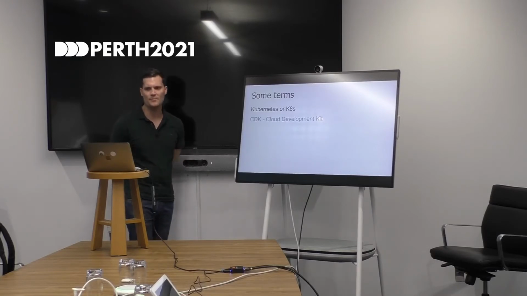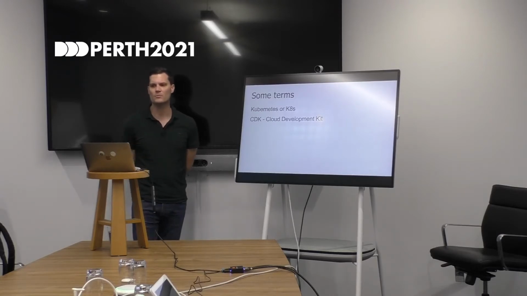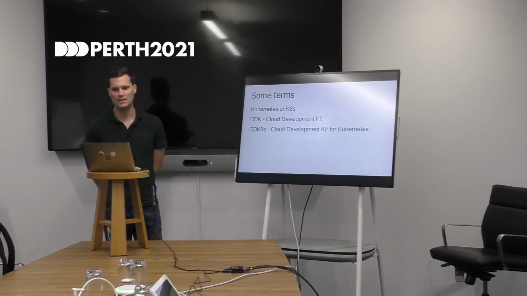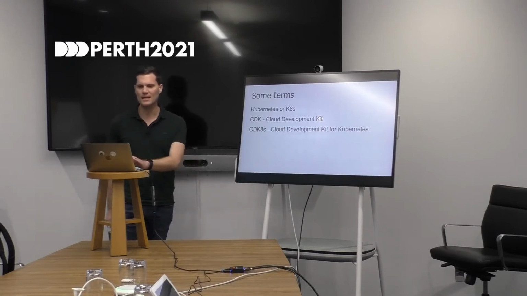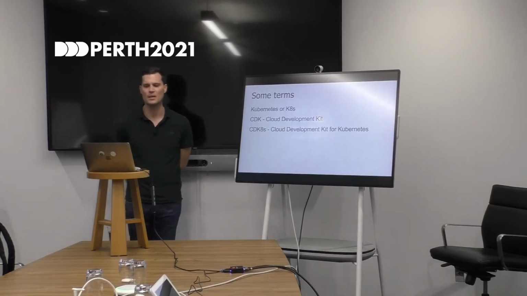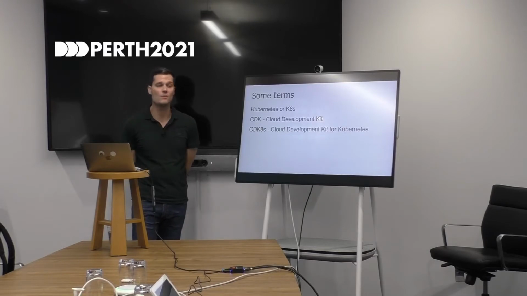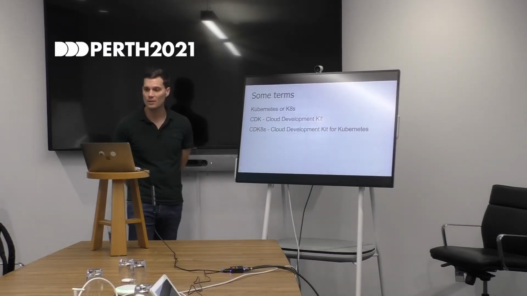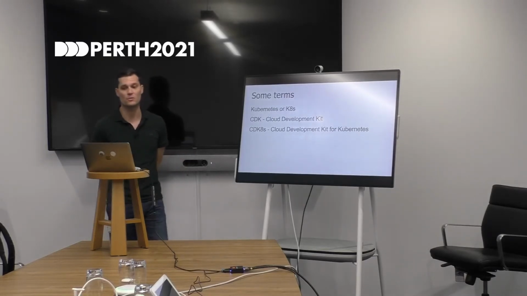CDK, or Cloud Development Kit, is a tool that allows us to model AWS resources using familiar programming languages. And it compiles down to YAML, mostly. CDK8s is a tool that allows us to manage our Kubernetes workloads using familiar programming languages. And it also compiles down to YAML. And the great thing about CDK8s is that the YAML produced can run anywhere. It can run on Azure, Google Cloud, or even your own self-hosted Kubernetes.